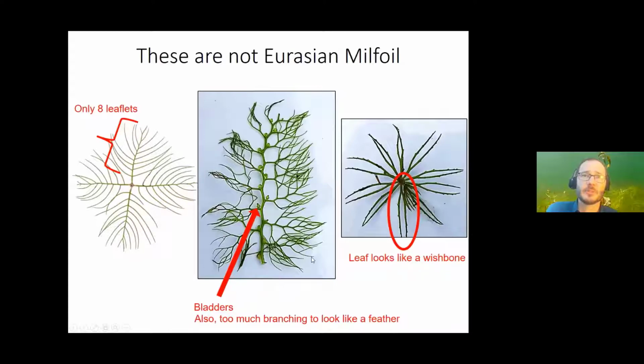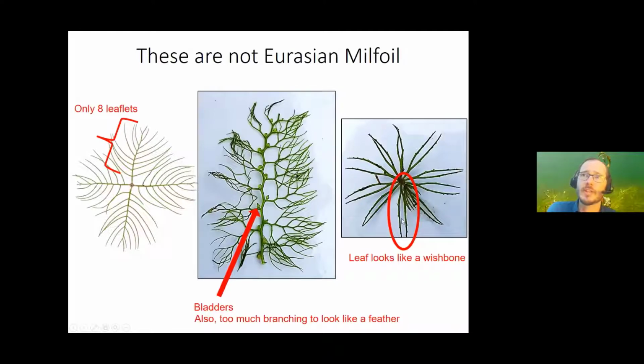How about this center one? This is one leaf of what's called bladderwort. So this is not Eurasian milfoil. First of all, if you look closely, there's these little bladders. These are carnivorous plants. Those are where they consume and digest little invertebrates in the water. And then also, not just the bladders, there's a lot more branching here. As you can see, this one leaf is very feather-like, where there's a lot more branching occurring. So that is not Eurasian milfoil. This is common bladderwort.